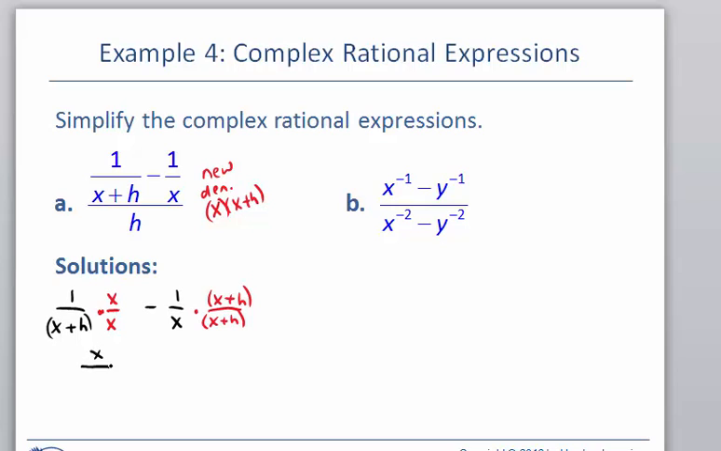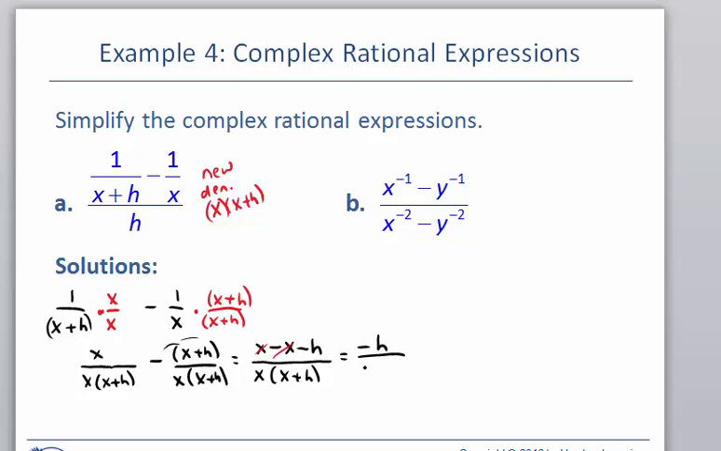So we have x over x times x plus h minus x plus h over x times x plus h. Now that we have a common denominator between these two, I'm going to merge them together as one fraction. So I have x minus, and I'm going to distribute that negative as I do this, x minus h over our new denominator, x times x plus h. You can see now that the x's will cancel. And so the numerator of this fraction will simplify to negative h over x times x plus h.